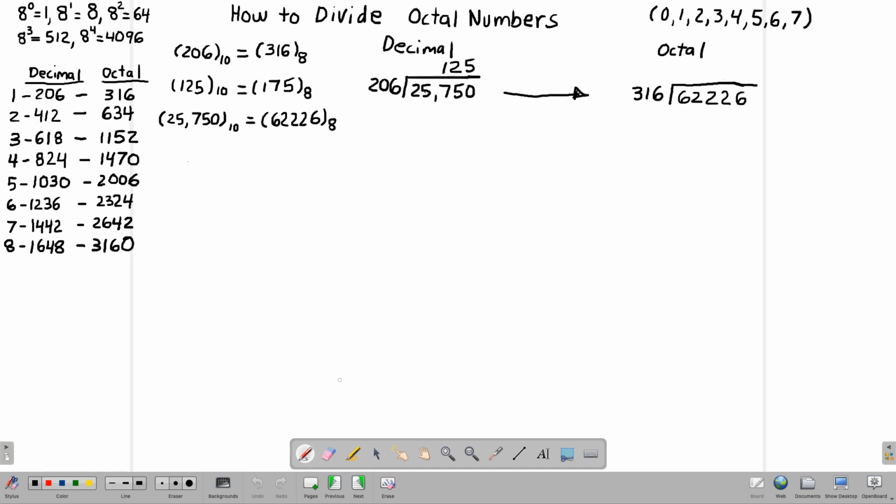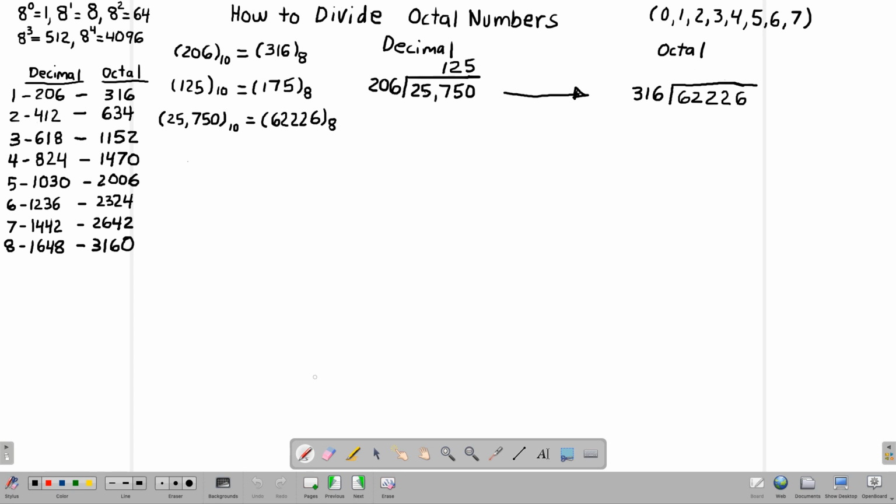When we look towards the left, we have the representation for the value 206, which represents the divisor, and the decimal representation is equivalent to 316, which is represented in octal. For the value 25,750, we have 62226 as its octal representation.